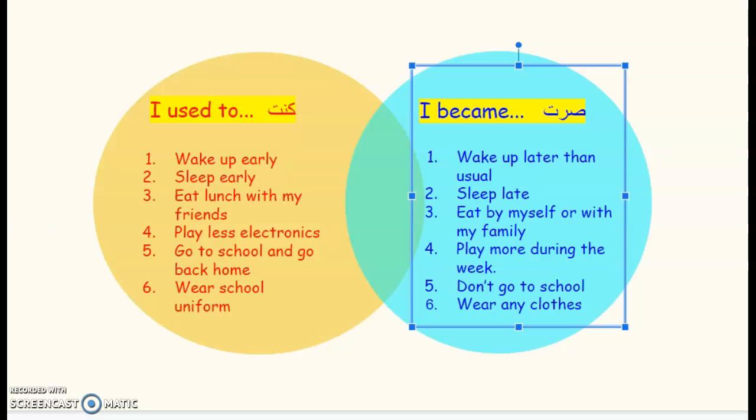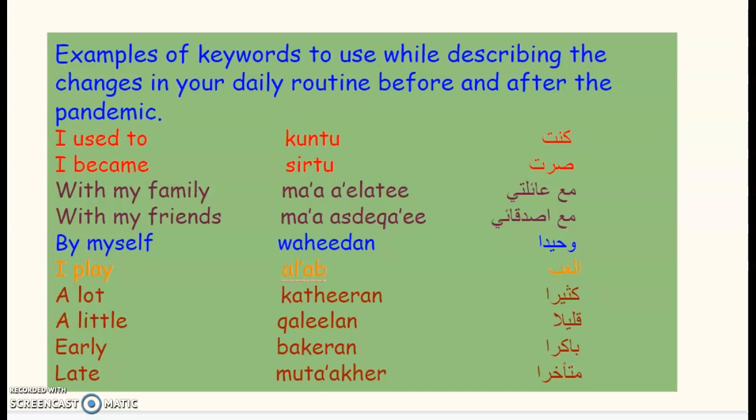All right? Let's have a look here at the example of keywords in English and in Arabic. I used to is kuntu. And the sentence will start with the verb kuntu. I became surtu. And the sentence will start with surtu.